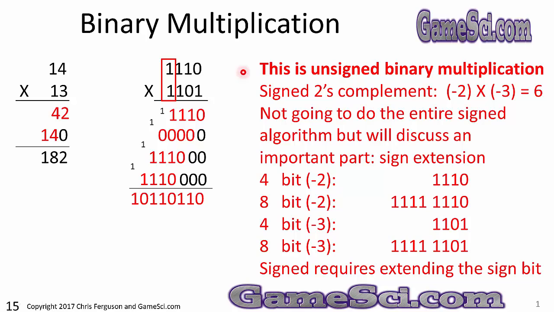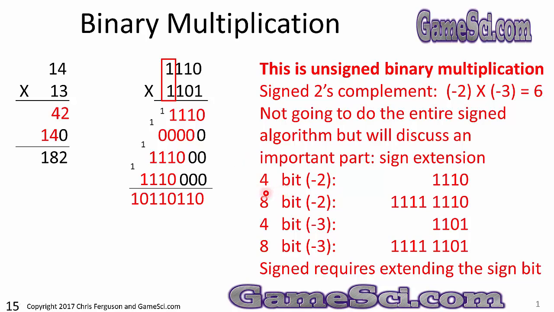This is unsigned binary multiplication. These ones right here have nothing to do with the signed bit. When you do signed 2's complement, this would be minus 2 times minus 3 equals 6. I'm not going to do the entire signed algorithm, but I will discuss an important part of doing signed multiplication, and that is called signed extension.